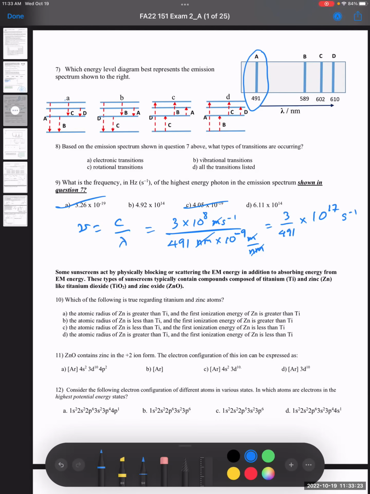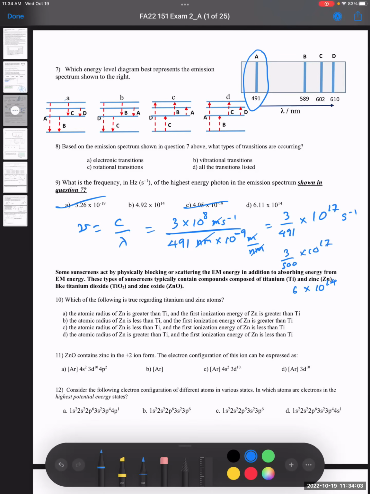If we divide 3 by 491, let's see. So if we divide 3 by 500, okay, then you're gonna get 6 times 10 to the power of 14. You can do this in a calculator, but I'm trying to do this in my head because I don't have a calculator with me right now. So if we divide by 500, you're gonna get 6 times 10 to the power of 14.